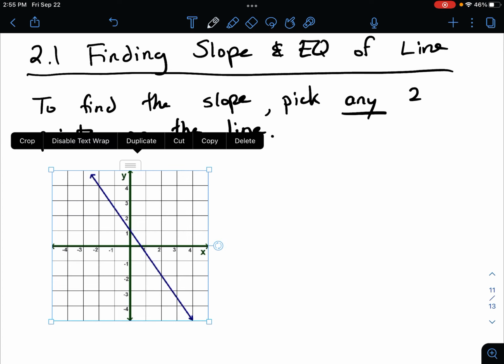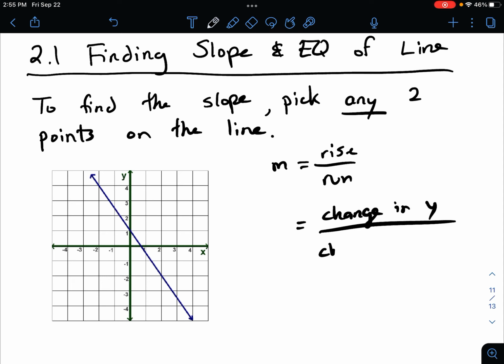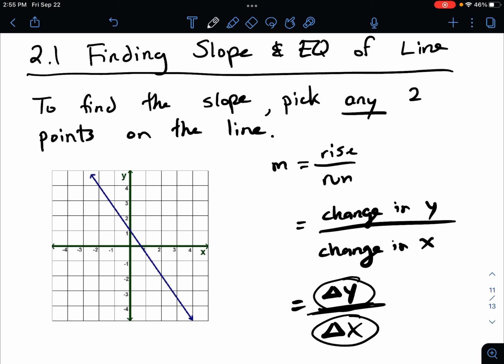There's several ways to think about slope. Remember, we typically think about slope as the letter M, which could be rise over run. Another way to think about it is the change in y over the change in x. Sometimes we see it written as delta y over delta x. This symbol is a Greek letter called delta. It looks like a triangle, and that means change. So when you read this, you would say change in y over change in x.